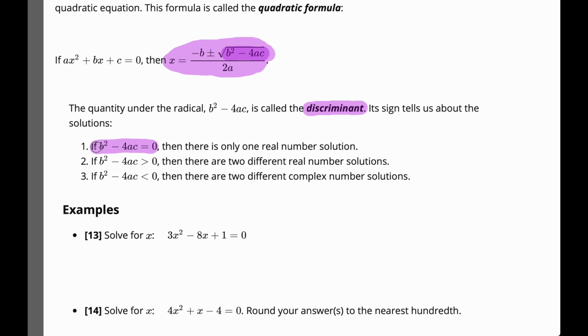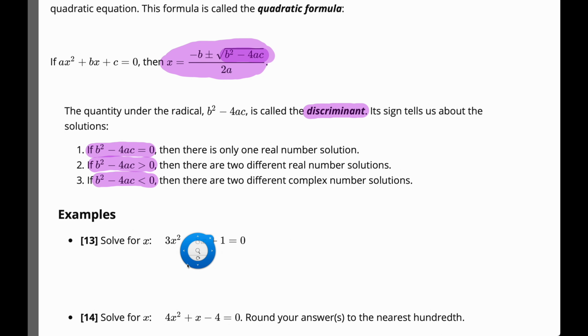If it's equal to 0, you're going to have one solution. If it's greater than 0, you're going to have two real solutions. If it's less than 0, you're going to be doing the square root of a negative, so you're going to have two different complex solutions. I'm actually going to show you how to do all those examples as we go here, but just know if it says find the discriminant, it means find b squared minus 4ac. It'll make sense as we go here.